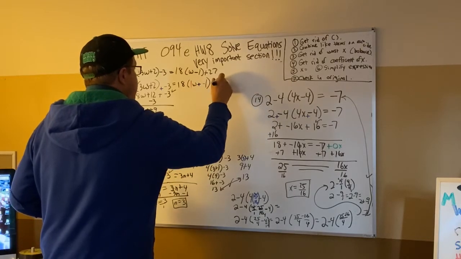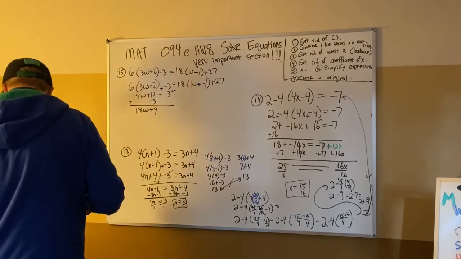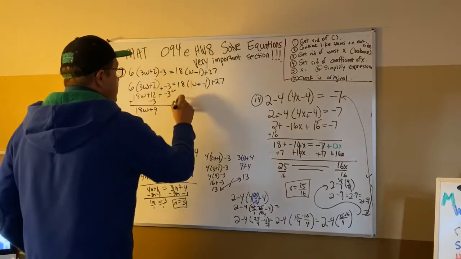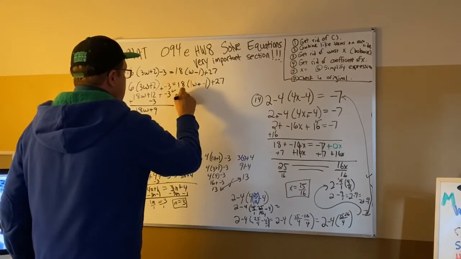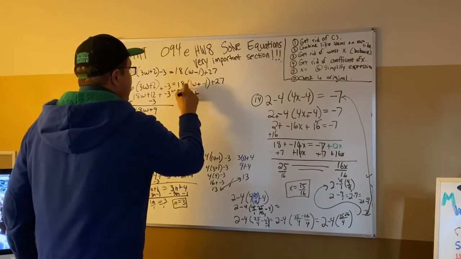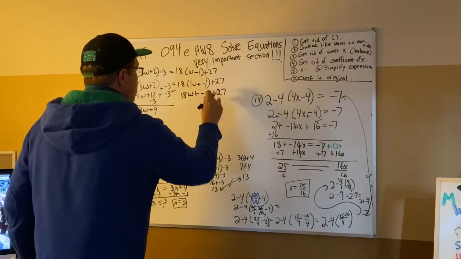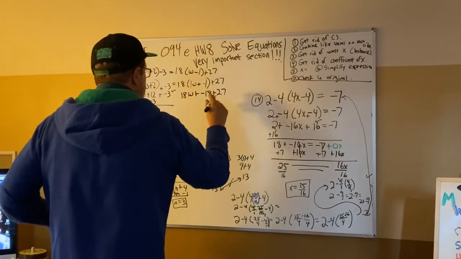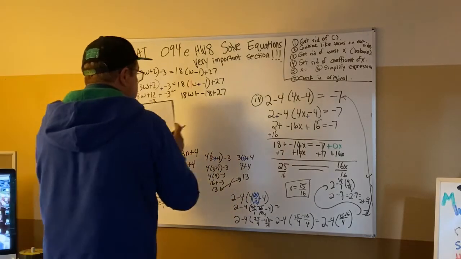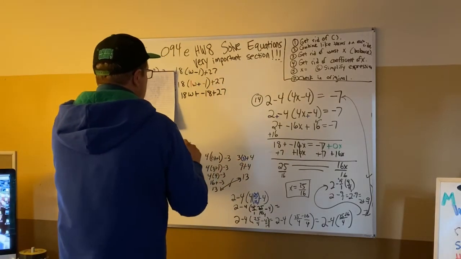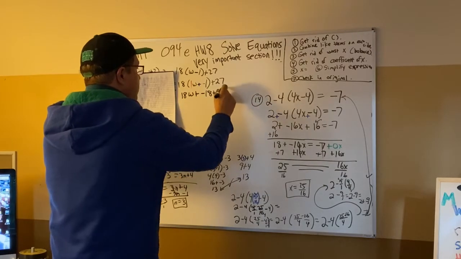And then plus 27. And what happens here is 18 times 1 will get you 18w, plus 18 times 1 with a negative will get you negative 18, plus 27 that was already done and out there. This has like terms.